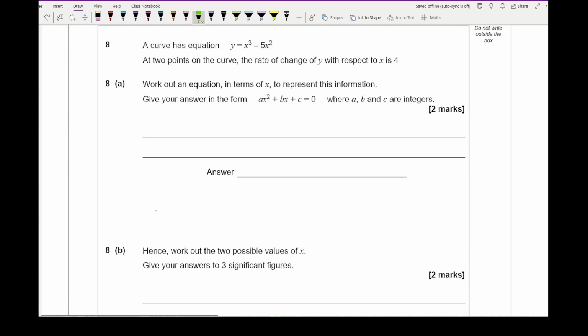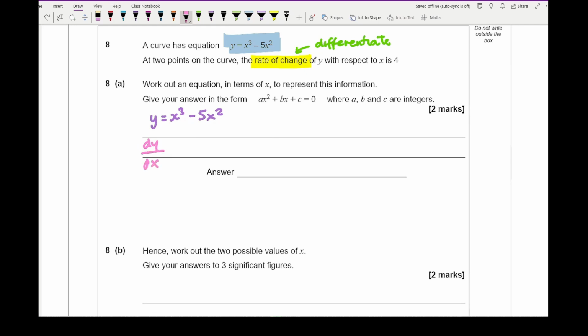So for this, because we're talking about the rate of change, whenever you see that word rate of change, you always want to think differentiation. And so what we need to do is differentiate this equation here. So if y equals x cubed minus 5x squared, then what we need to do is work out the dy over dx.